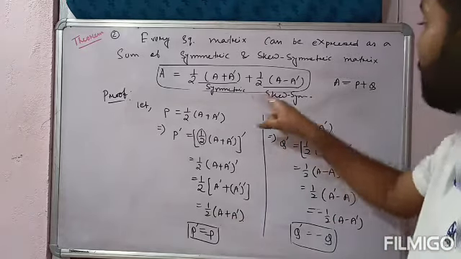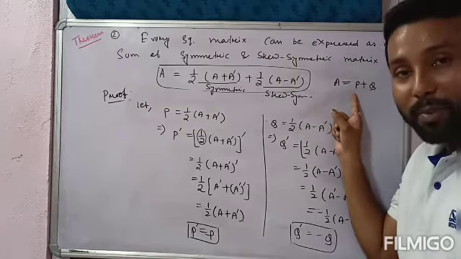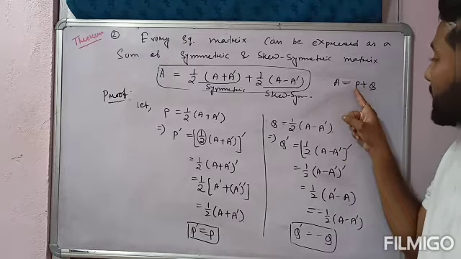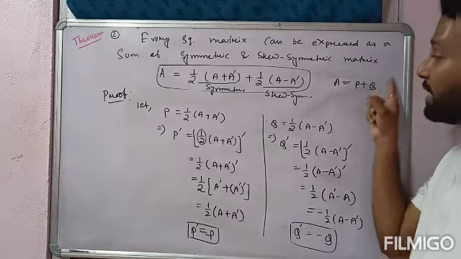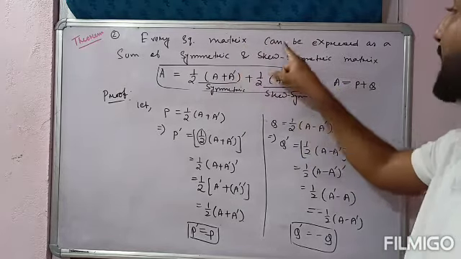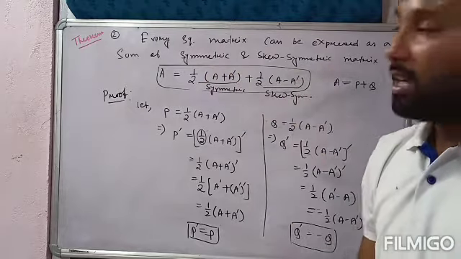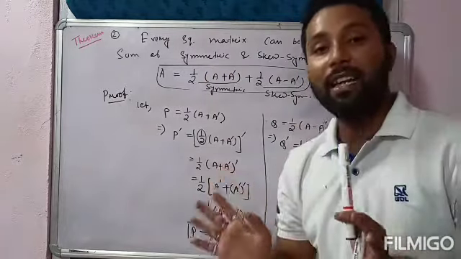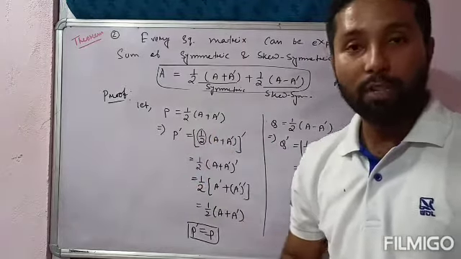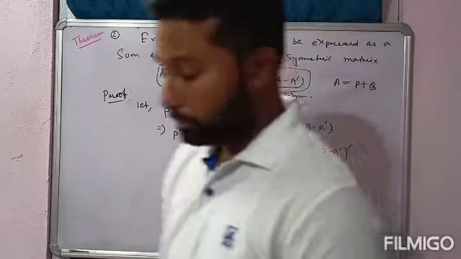So therefore clearly we can say that A is equal to P plus Q, where P is the symmetric matrix and Q is the skew symmetric matrix. So the sum of symmetric and skew symmetric is equal to the square matrix. So every square matrix can be expressed as the sum of symmetric and skew symmetric. You have to look at this clearly and practice it. So along with the theorem, its numerical is also important. Now I will discuss the numerical related to this theorem.